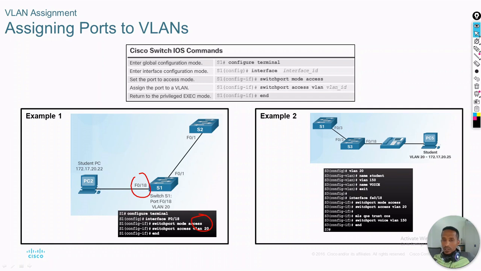The mechanism, the way of assigning a switch port to a specific VLAN, is through this mechanism. You specify the interface, then you say switch port mode access, then you specify switch port access VLAN, which VLAN it is going to access.